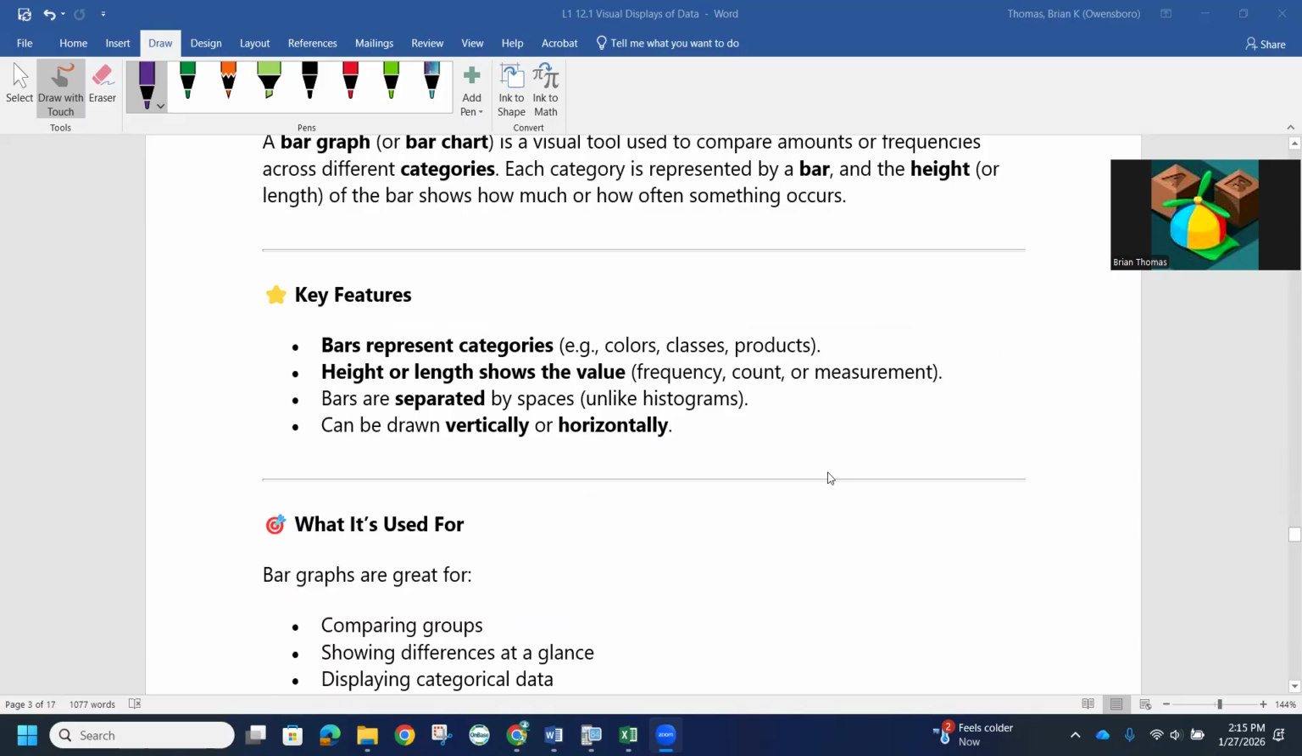So again, bars represent categories, a lot of times colors, classes, or products. The height or length shows the frequency, count, or measurement. When it comes to frequency, it could be a count or it could be a percentage as well. Now, unlike a histogram, the bars have spaces between them, so they're not continuous. They're just separated bars. And they can be drawn vertically or horizontally, so depending on the layout, you may see these bar graphs going vertically or horizontally.